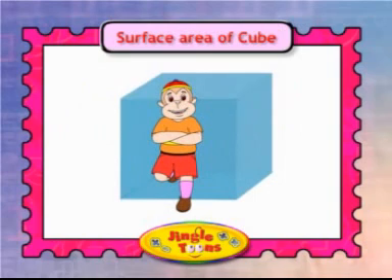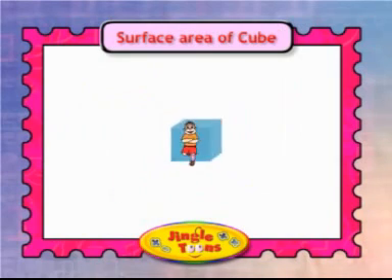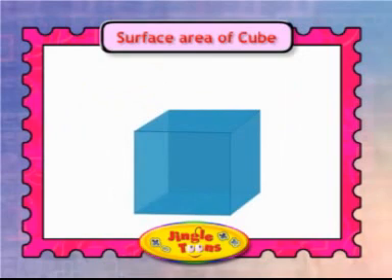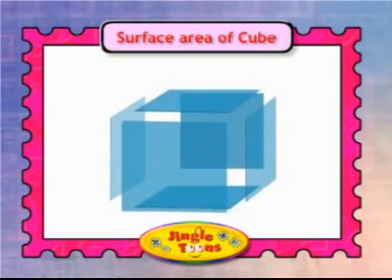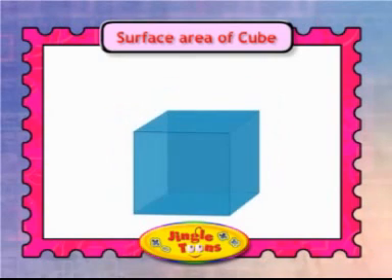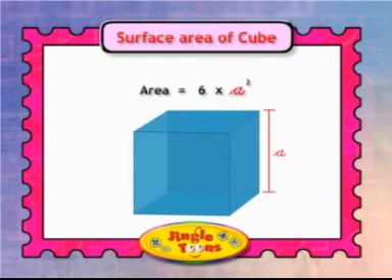Surface area of cube. Cube is a three-dimensional object. It has 6 surfaces. Each of these surfaces is a square. All the sides and surfaces are equal. And the total surface area of a cube is the sum of area of all the 6 faces of the cube. For the cube with side length A, the total surface area is area is equal to 6 multiplied by A square.